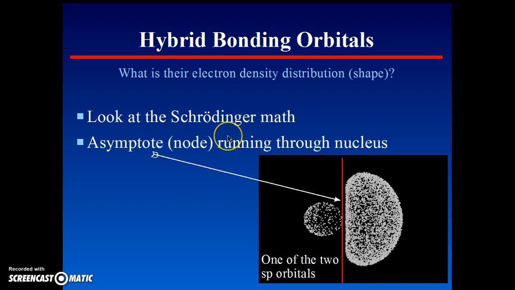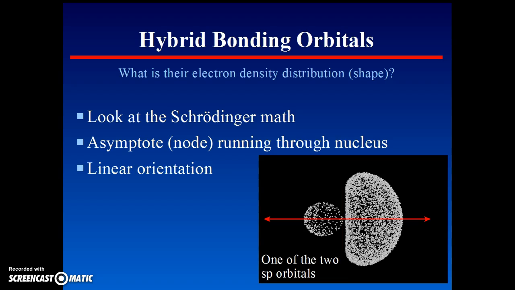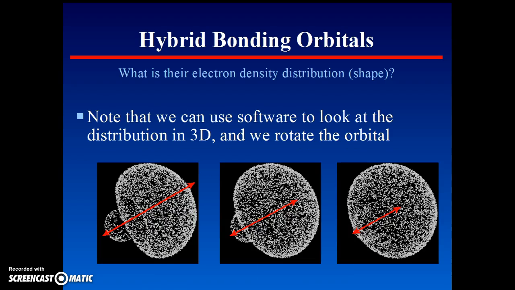Now if we then do the Schrödinger math, mixing the s and the p electron distributions, the two psi functions, we see an asymptote, a node running right through the nucleus. That's an area where there's zero probability of finding the electron. This is one of the two sp orbitals. It has a linear orientation as well. Now we can use the software and rotate the orbital. You can see the axis moving here.